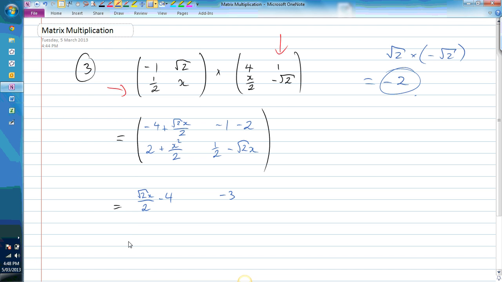And my second row, I might give myself a little bit more space to work with here. This will probably become an x squared on 2 plus 2. And this one will probably make a negative root 2x plus 1/2. Okay, the order of these terms isn't really important. We're not going to mark you down for that. But it is important that we simplify this minus 1, minus 2 into negative 3. Okay? So that's how we multiply a matrix that involves algebra and surds.